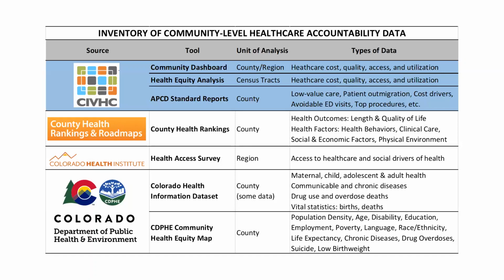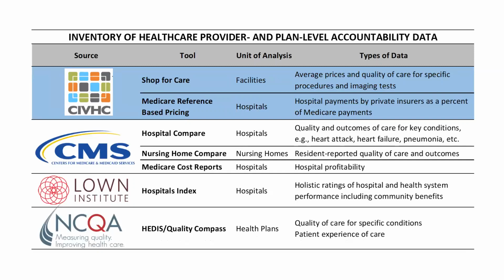Next slide. In addition to the community level, we want to empower people to make more informed decisions, whether those are businesses or individuals. And so we hope to promote Civic's Shop for Care tool, which provides prices for shoppable services. You can't shop for all services, but some of them you can. And then comparing commercial or private insurance payments to Medicare and creating a standardized way to talk about price.